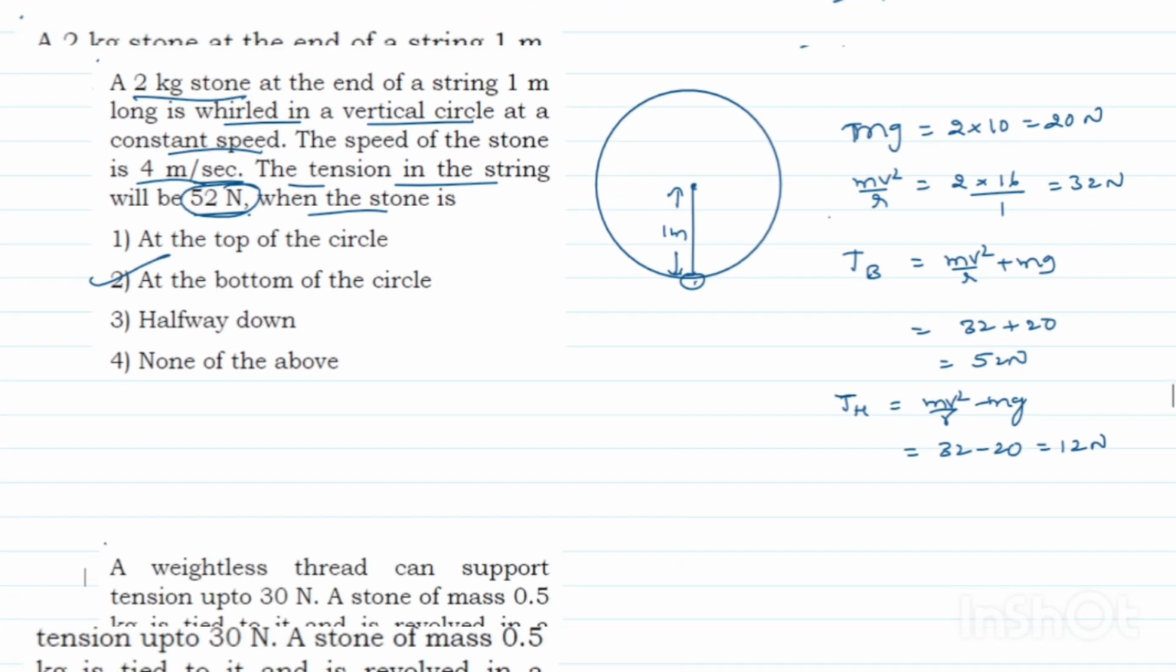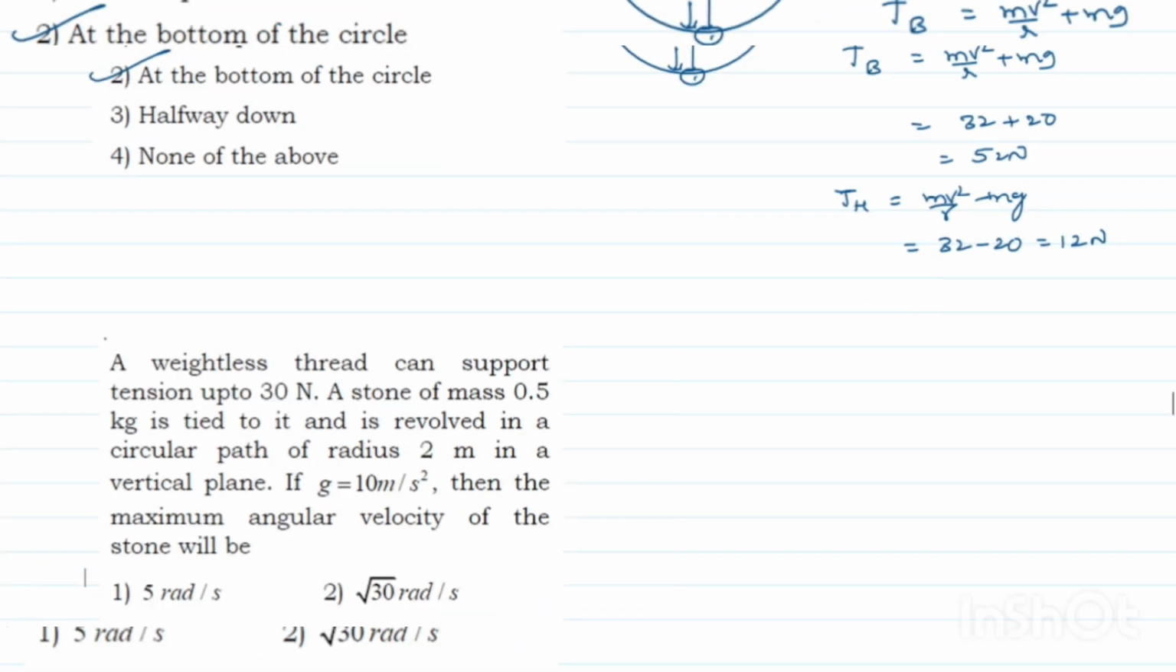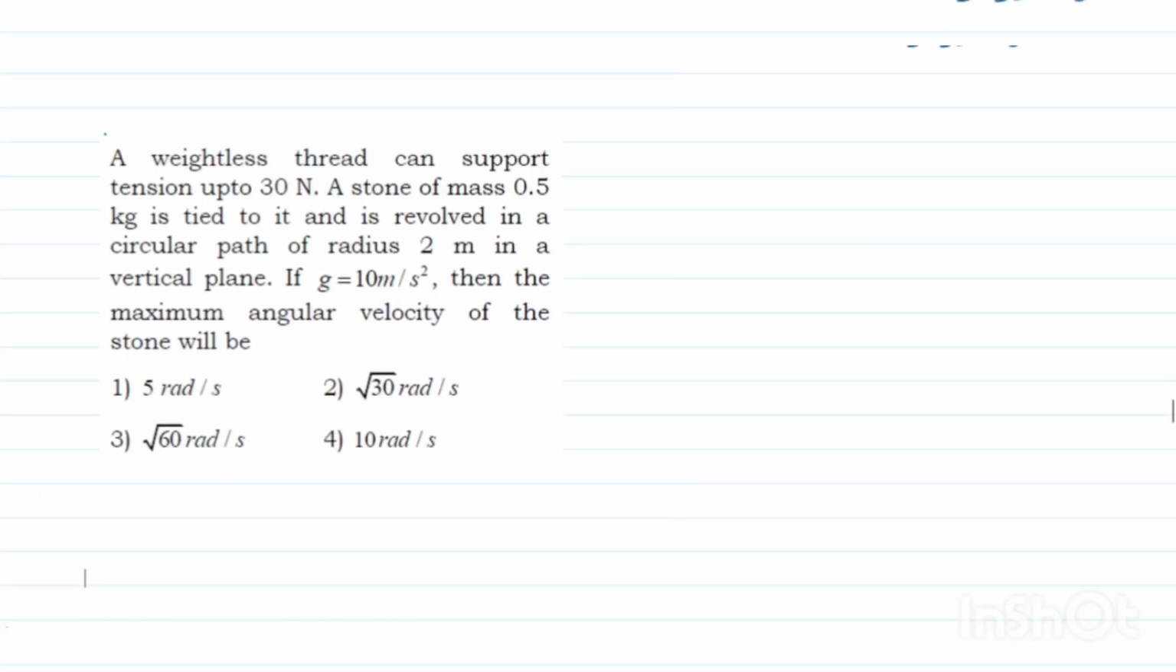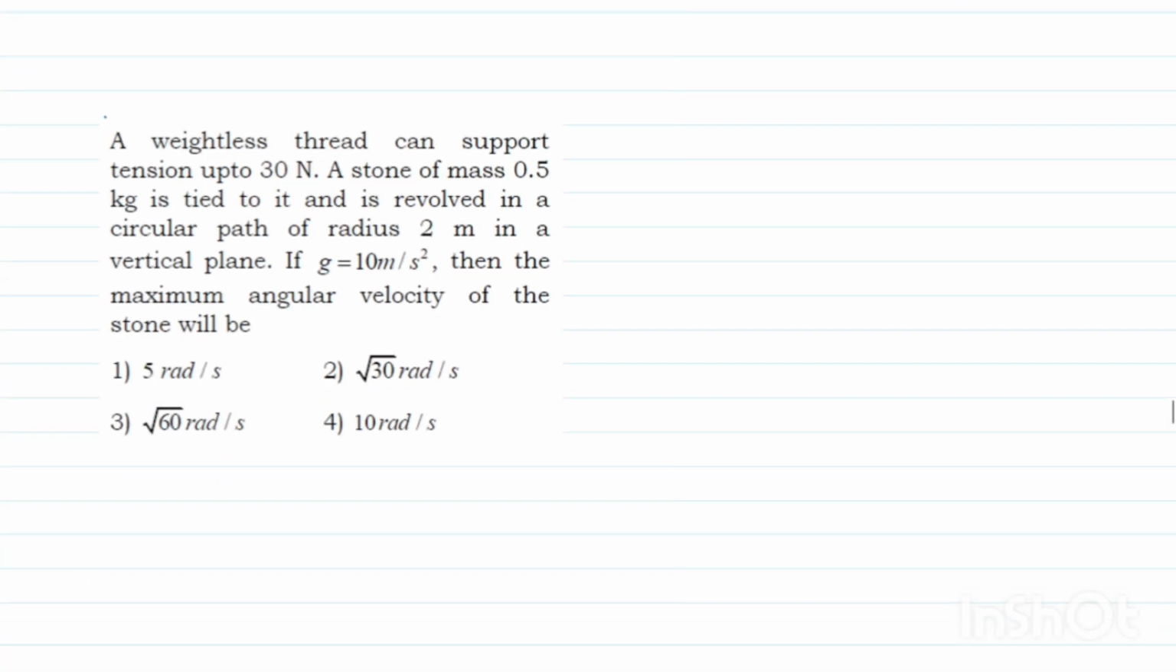Now let us take the next question. A weightless thread can support a tension up to 10 newtons. A stone of mass 0.5 kg is tied to it and is revolving in a circular path of radius 2 meter in a vertical plane. Then the maximum angular velocity of the stone they are asking.